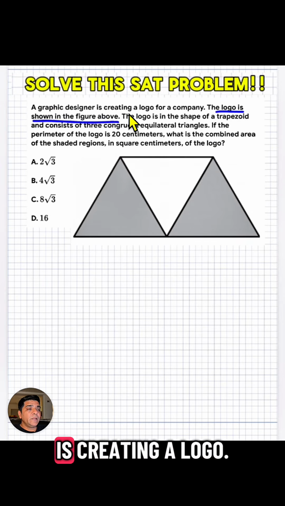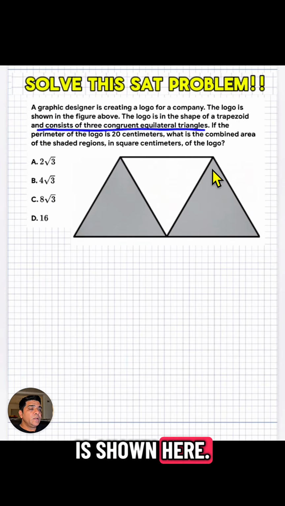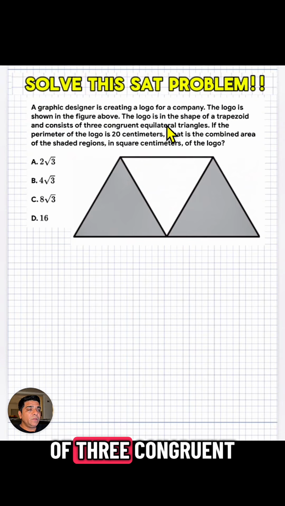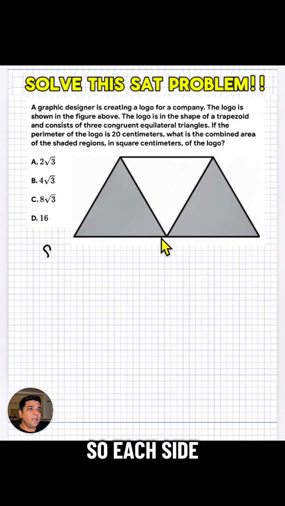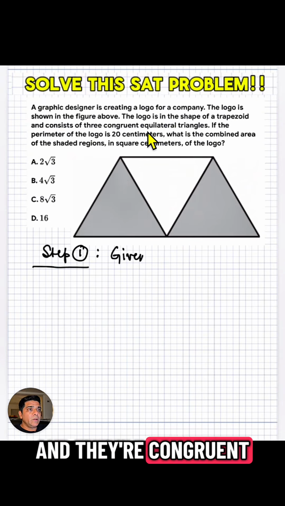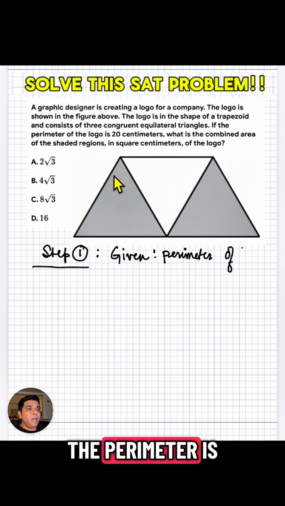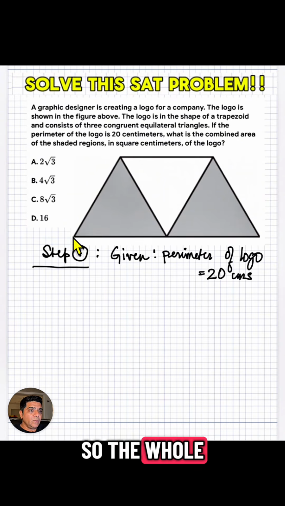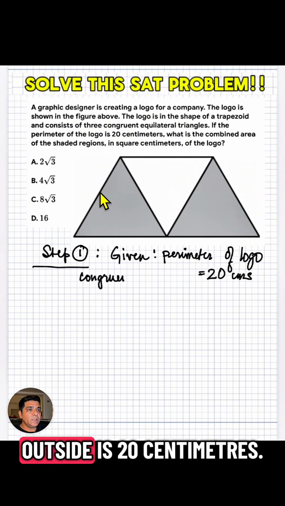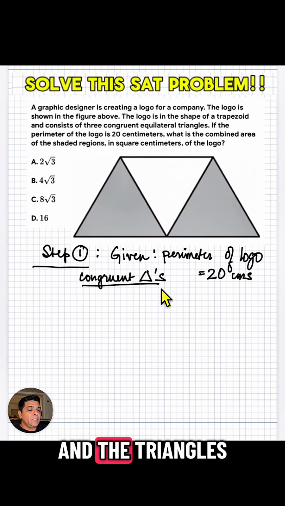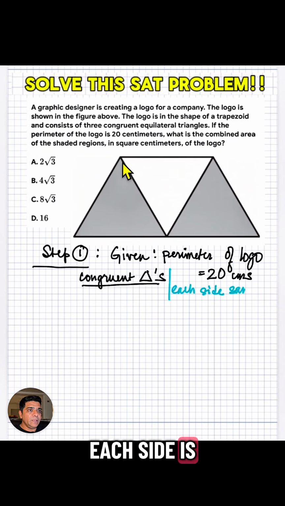So a graphic designer is creating a logo, shown here. It's in the shape of a trapezoid made of 3 congruent equilateral triangles. So each side is equal, so equilateral, and they're congruent to each other, they're identical. The perimeter is given to be 20 centimeters, so the whole length of this logo on the outside is 20 centimeters. And the triangles are congruent equilateral, each side is equal to each other.